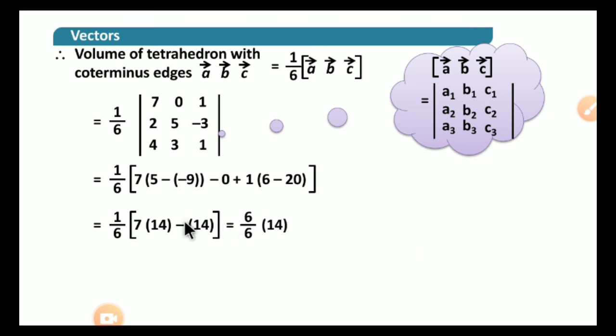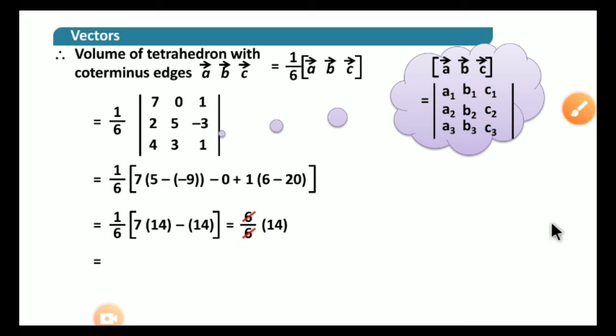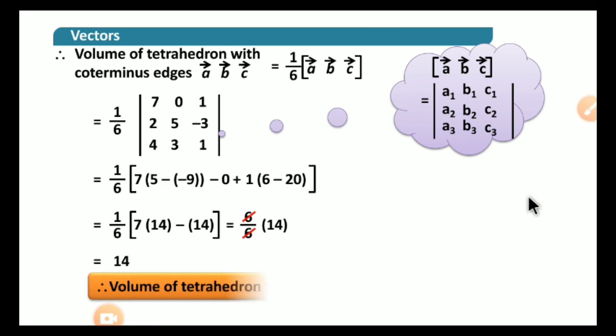Therefore, in the next step, 6 by 6, because here 7 minus 1 means I am going to take 14 common. So 7 minus 1 is equal to 6. So 6 by 6 into 14. After cancelling 6 and 6, here we have 14 cubic units. Therefore, the volume of the tetrahedron is equal to 14 cubic units. It is the proof of this given problem.